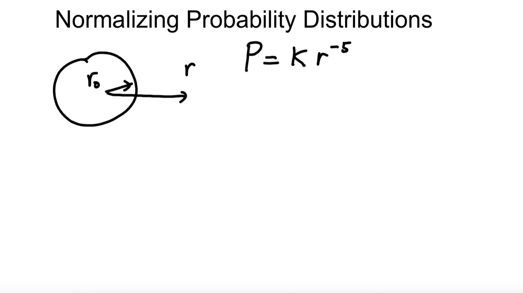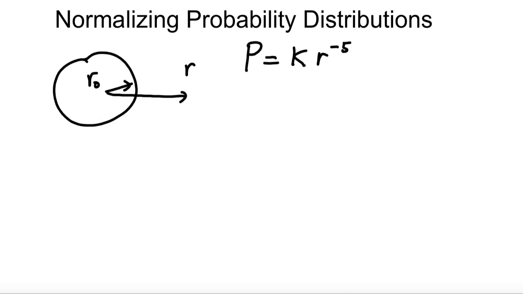So we can use this probability distribution as is if all we want to do is calculate relative probabilities. But if we want to calculate things like the average probability or the percent probability that maybe we're between two different distances, then what we really need is a normalized probability distribution.